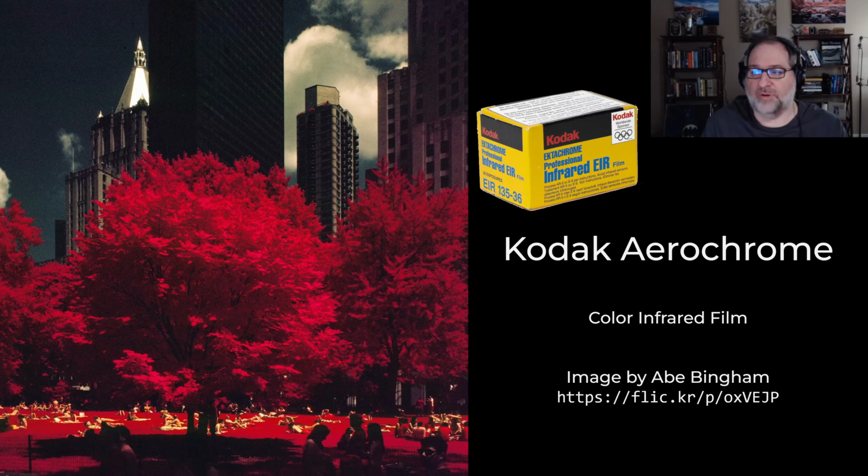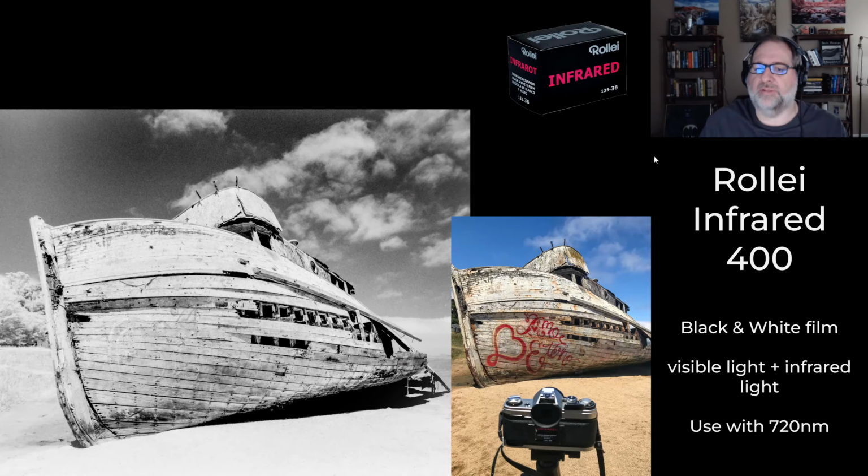But if you'd still like to shoot infrared film, then black and white films are still available. For example, the Rollei Infrared 400 is probably the most readily available of the black and white infrared films. This film will capture both visible and infrared light. So without a filter, the results will look like a typical black and white image. But if you pair this with a 720 nanometer filter, such as the Hoya R72, that will block most of the visible light, resulting in a mostly infrared image.